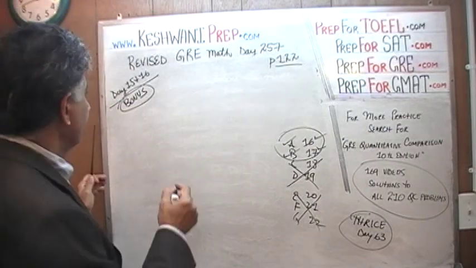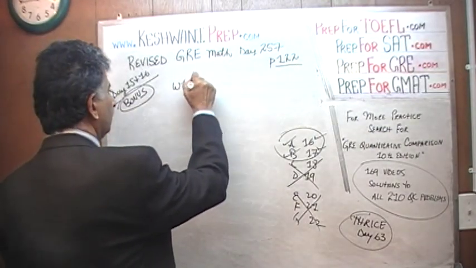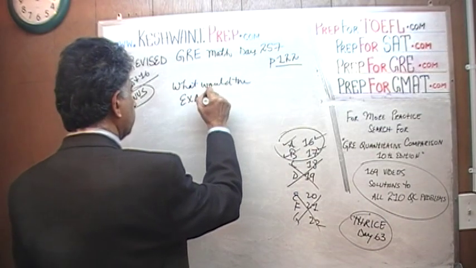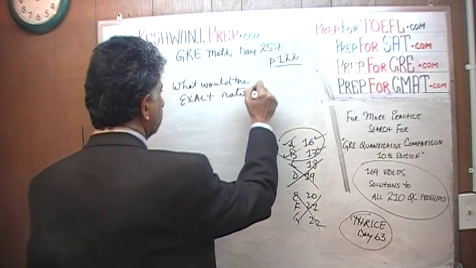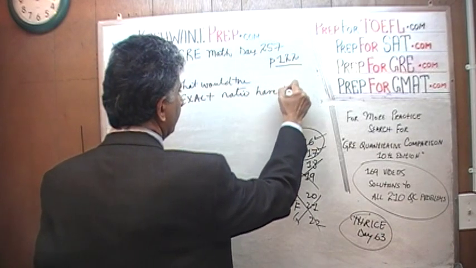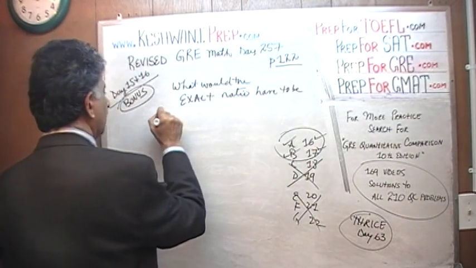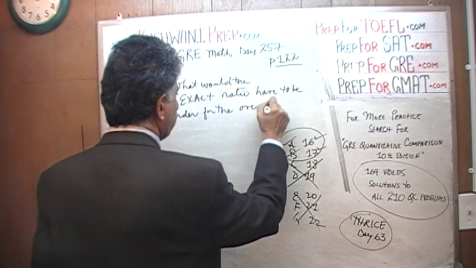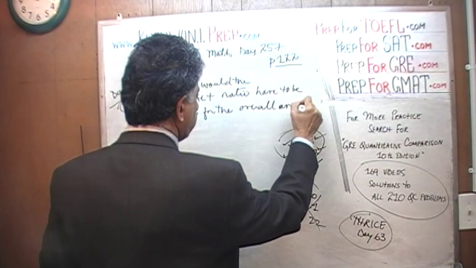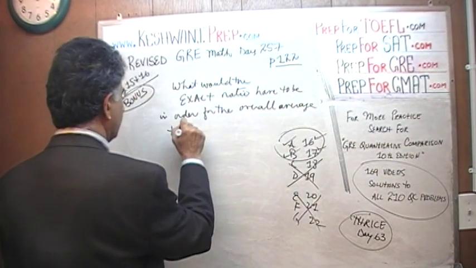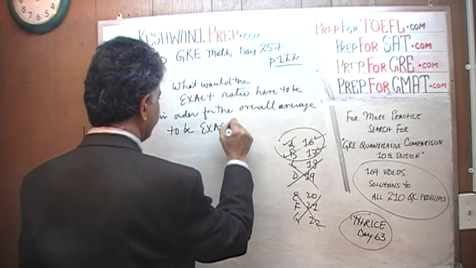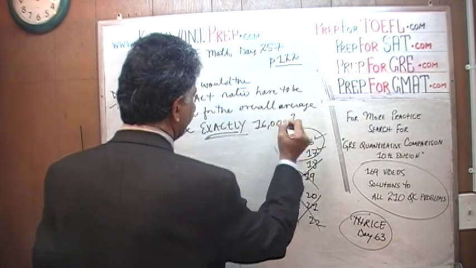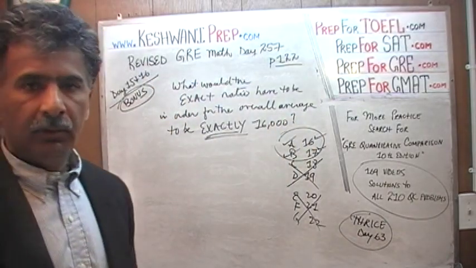So, what we're asking ourselves is this: what would the exact ratio have to be in order for the overall average to be exactly 16,000? And then we'll ask ourselves the same question for 17,000.